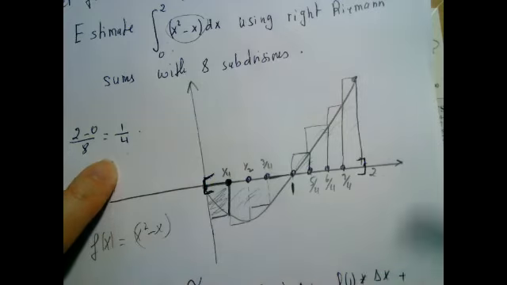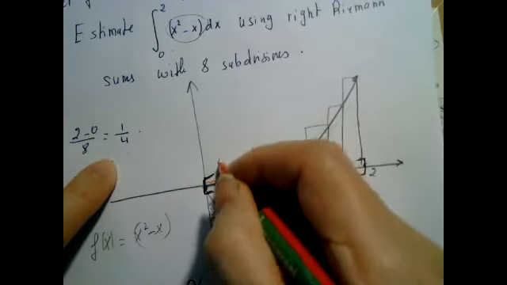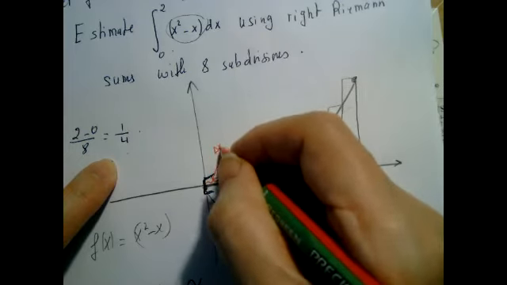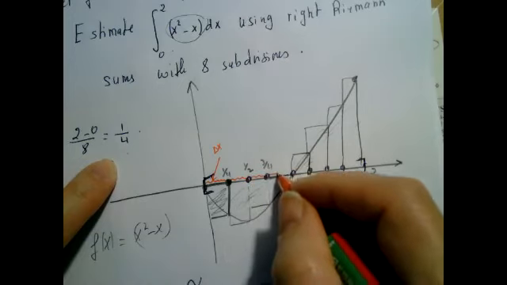Okay. All right. Thank you. And the delta x is from here to here. That's my delta x. This little bit is my delta x. This is my delta x.